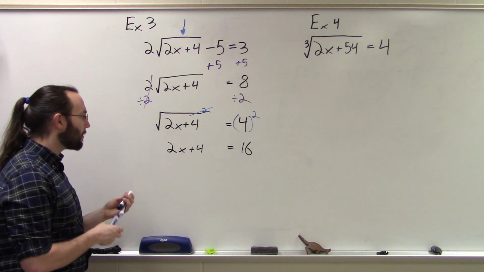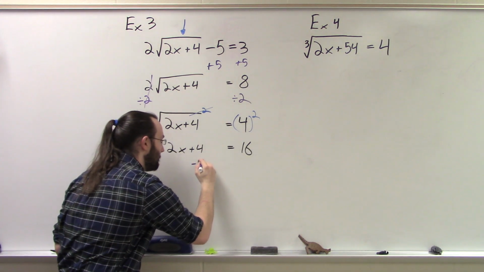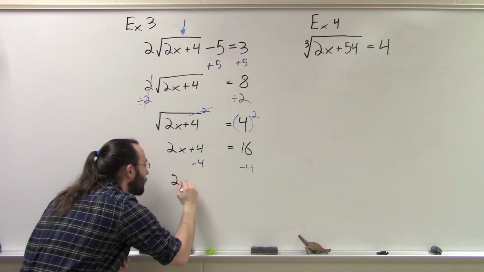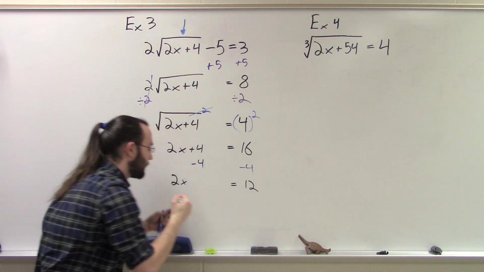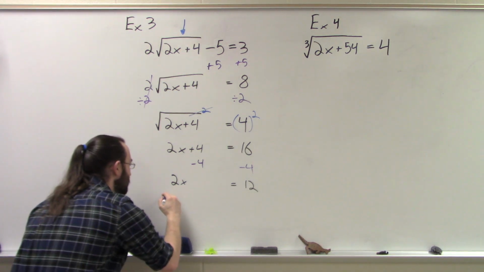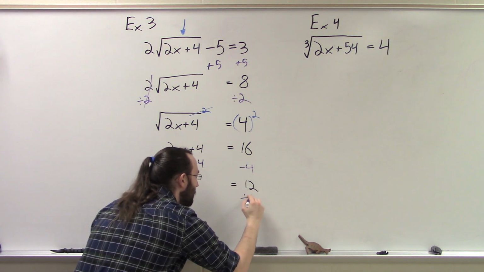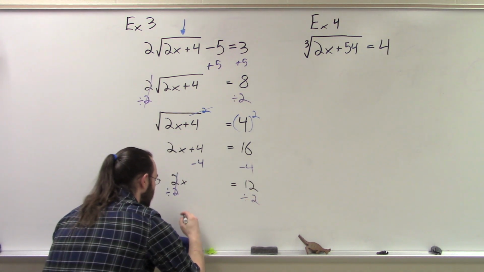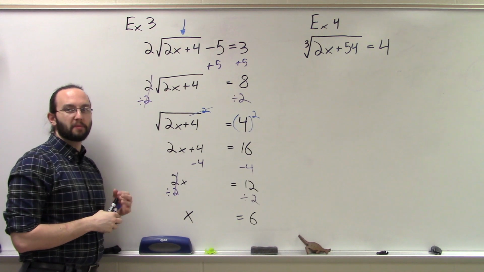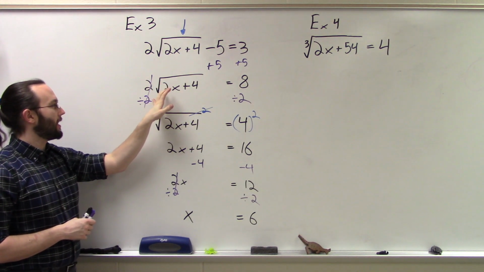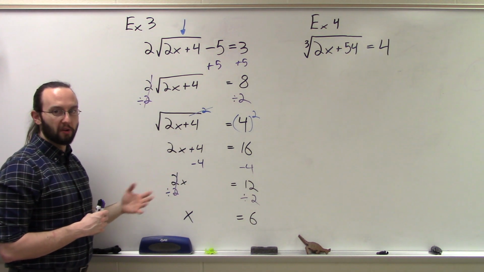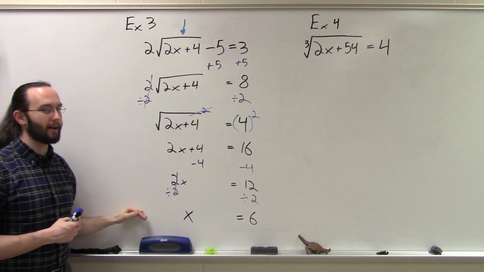So we'd have to subtract 4 in order to get rid of that. 16, take away 4 will be 12. And then last but not least, another division by 2. Dividing both sides by 2 will give us 6. So notice there's quite a few steps here. We had an addition and a division outside of the radical, and then we also had a subtraction and a division once we got rid of the radical. So there's quite a bit going on in this problem.